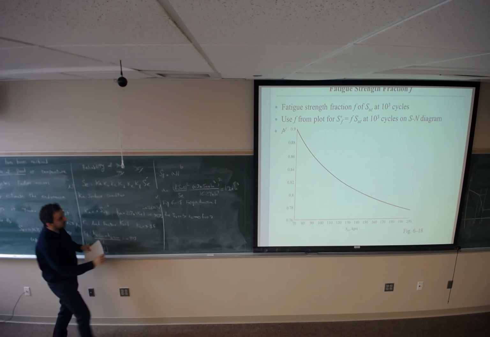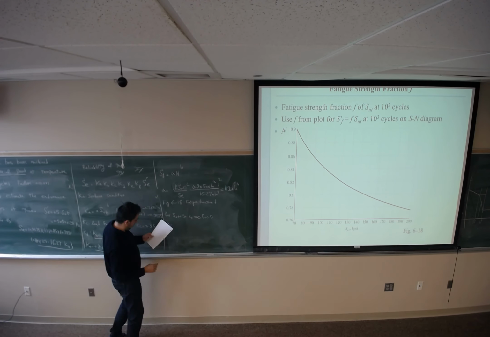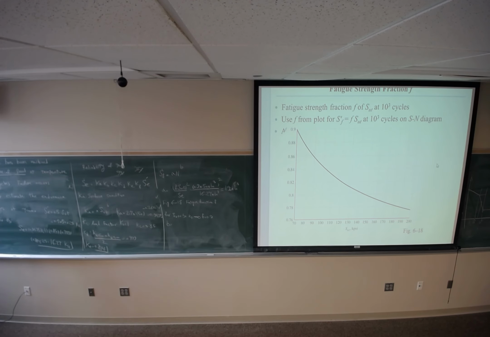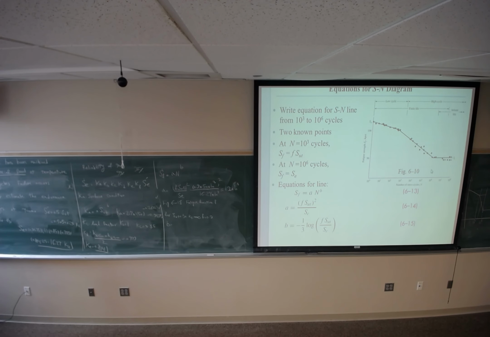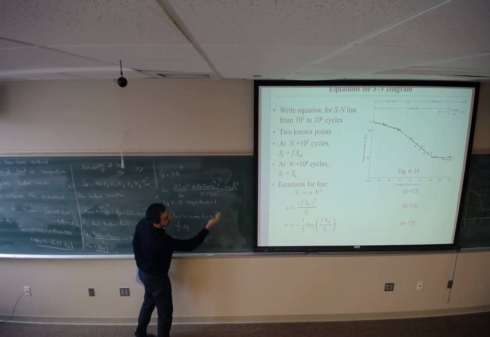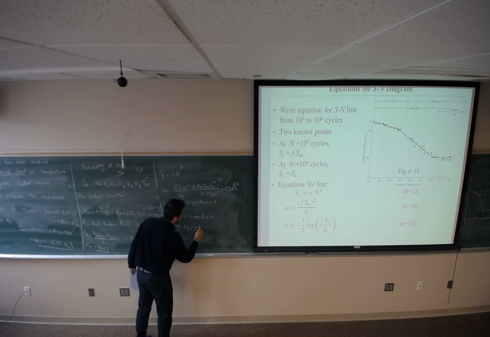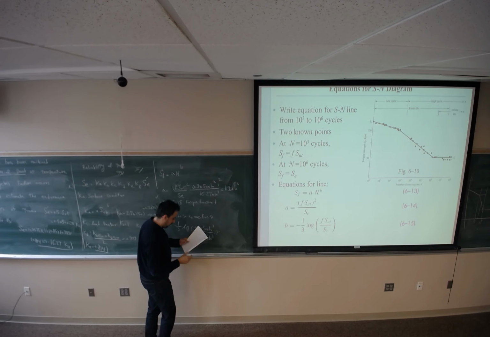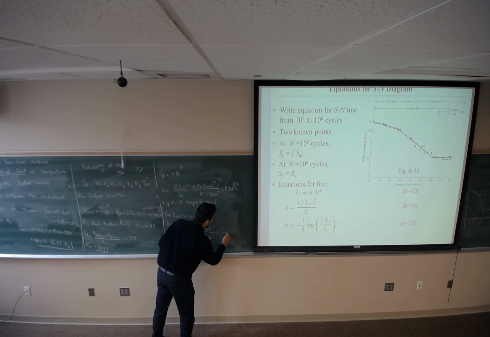And B is negative 1/3 log of F S ultimate, 0.9 times 50 kPSI, divided by SE, which is 16.27 kPSI. We get negative 0.141.